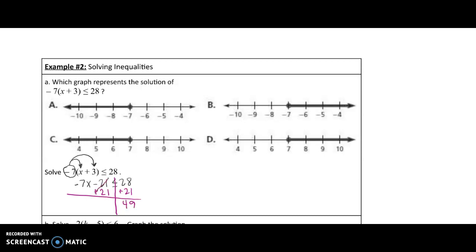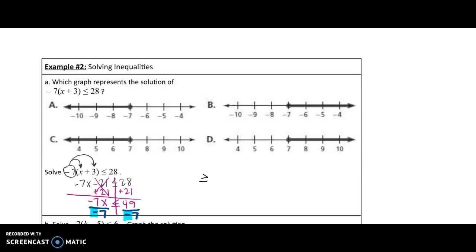Negative 21 plus 21 cancels, and I just bring down that negative 7x, and I bring down my less than or equal to sign. I now am multiplying by negative 7, so I'm going to do the opposite, and I'm going to divide by negative 7. I just divided by a negative 7 to both sides of that line, so that means that I need to flip my inequality in my answer.